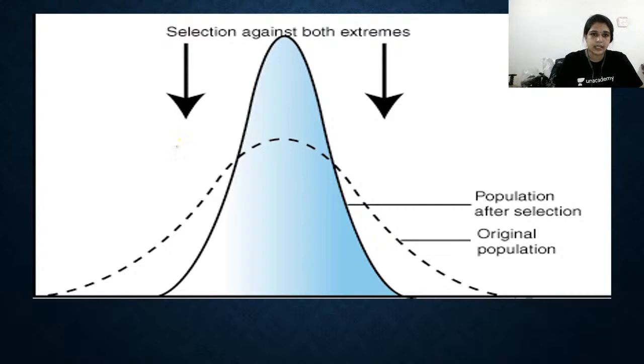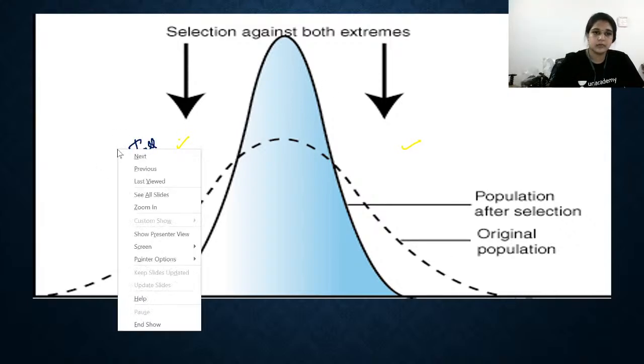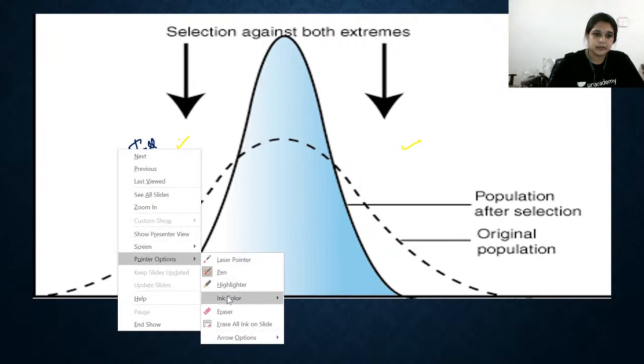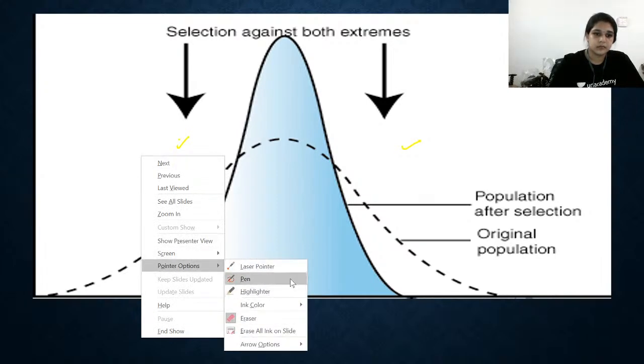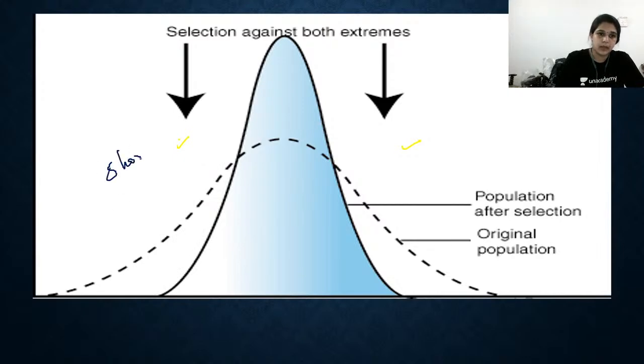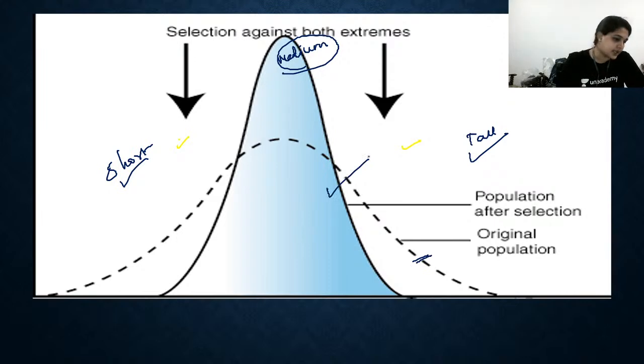See, there are two selections taking place. There are two traits being selected against. This is short plants, this is tall plants, this is medium. So in stabilizing selection, two extremes are there, but to stabilize the population, the middle is getting selected. The selection is against both extremes. This is the original population, and this is the population after selection. This is called stabilizing selection.